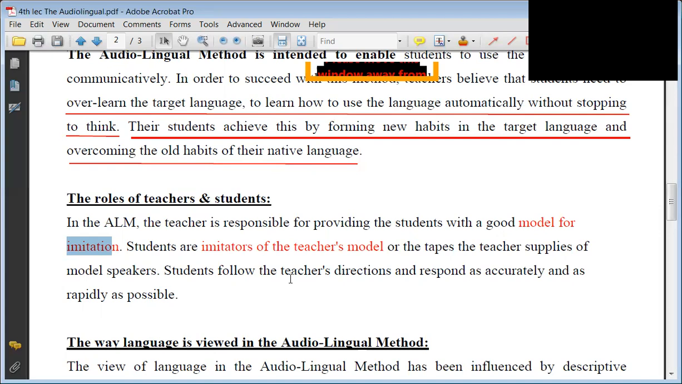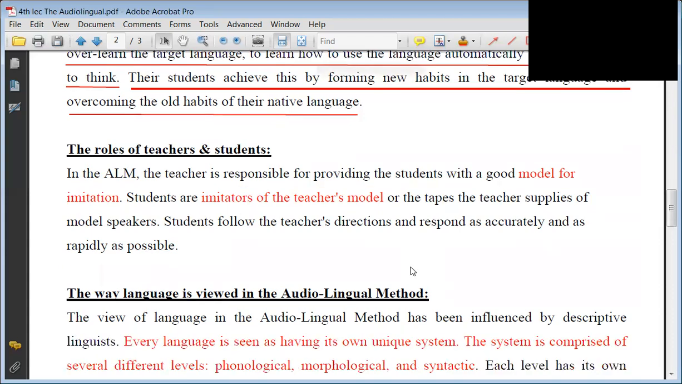Because if he gives them a wrong pronunciation or something inaccurate, the learners are going to learn the same mistakes or the same incorrect forms. So the teacher is important here, and his role is a basic one. Students are imitators, so they just imitate the teacher as a model. That's why the teacher is very important, because the learners are going to imitate him. So he is the model, and the model must always be perfect. This is the most important point regarding the role of the teacher and the learner.